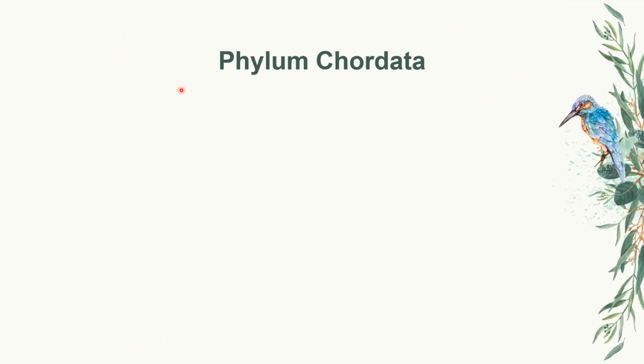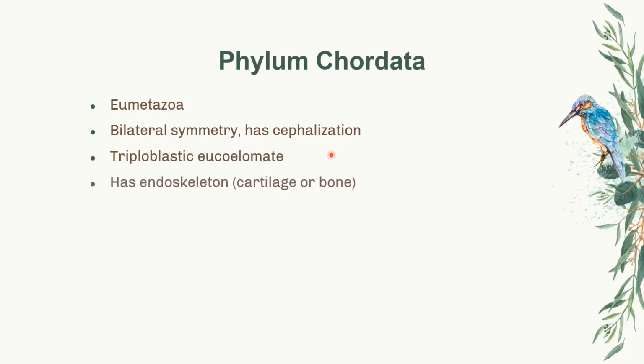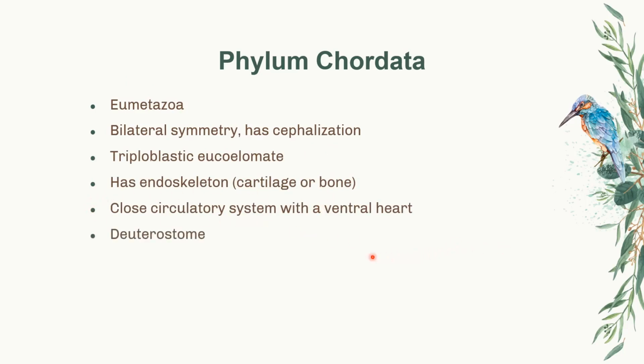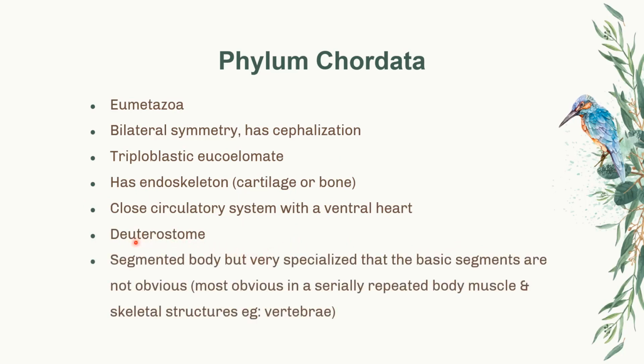Animals under the phylum Chordata are called chordates. They are eumetazoan, meaning they have true tissues, have bilateral symmetry and cephalization, are triploblastic and eucoelomate, and have an endoskeleton such as cartilage or bone. They have a closed circulatory system with a ventral heart, are deuterostome, meaning they develop the anus first during embryonic development, and have a segmented body that is very specialized, so that the basic segments are not very obvious. However, the obvious part is serially repeated body muscles and skeletal structures known as the vertebrae.